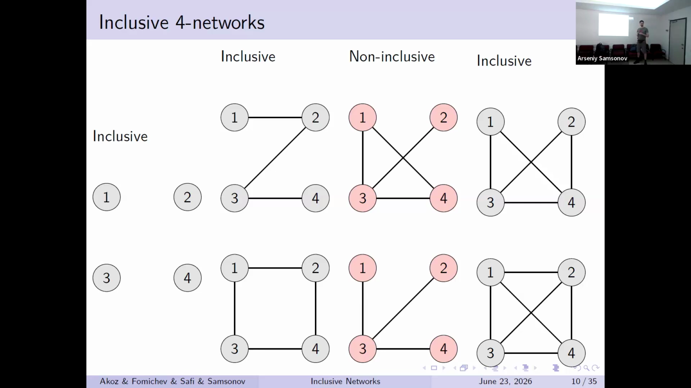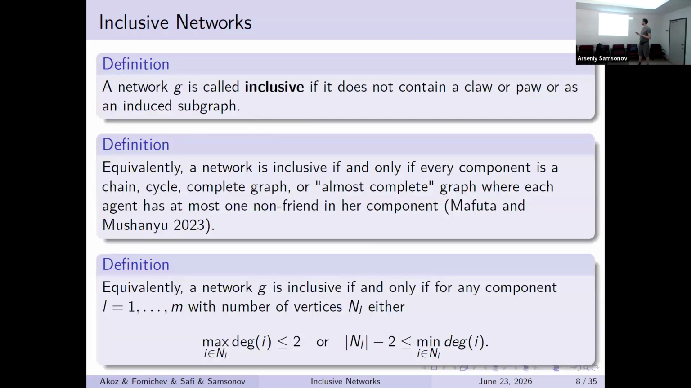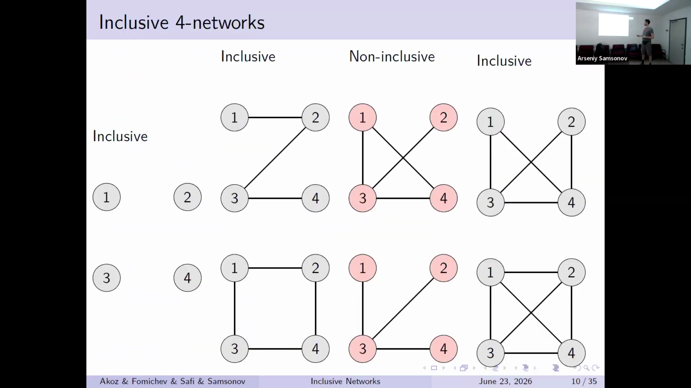Okay. I didn't understand the general definition. Unfriending, you can unfriend one person. Yes, this I understood, but inclusive. It does not contain a claw or paw. Okay, this I understood. So this is an equivalent definition. It's not obviously equivalent, but they are. And the equivalent definition is that every connected component must be a chain, cycle, complete, or all these almost complete graphs we're discussing.